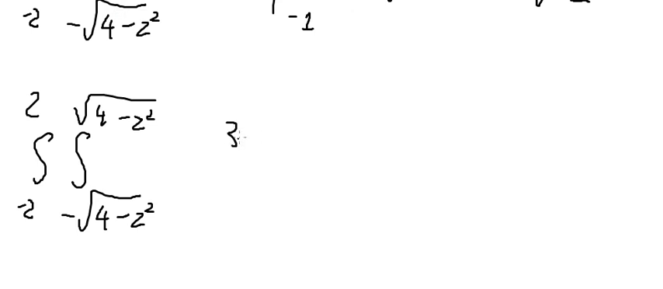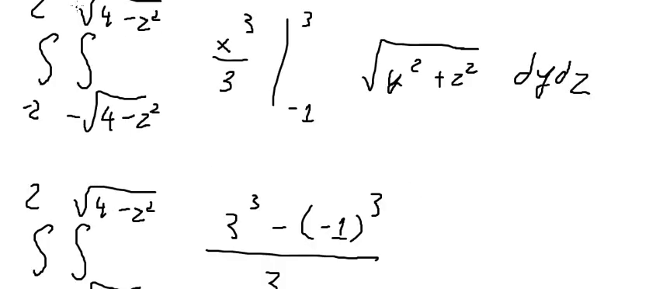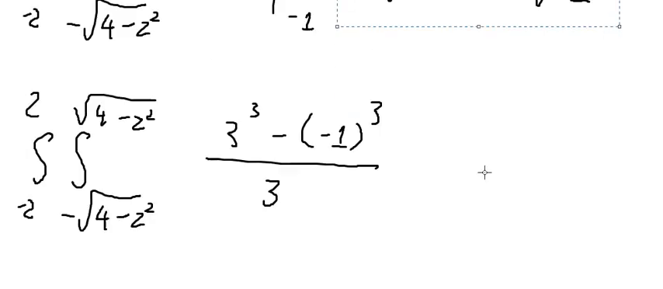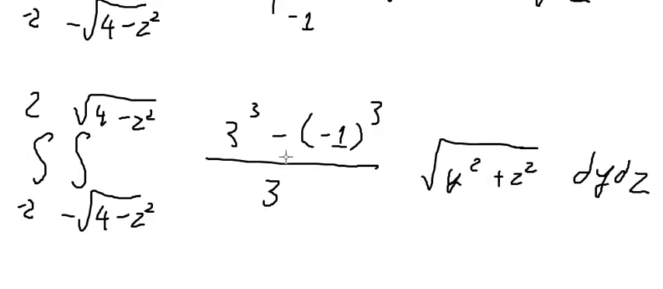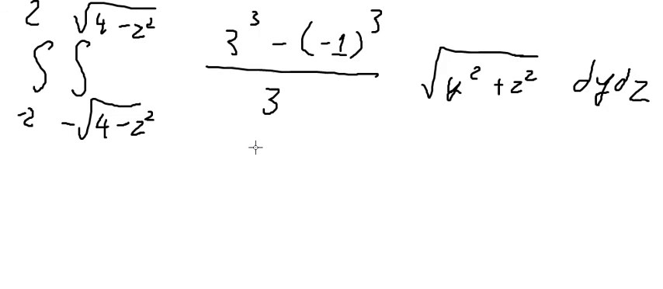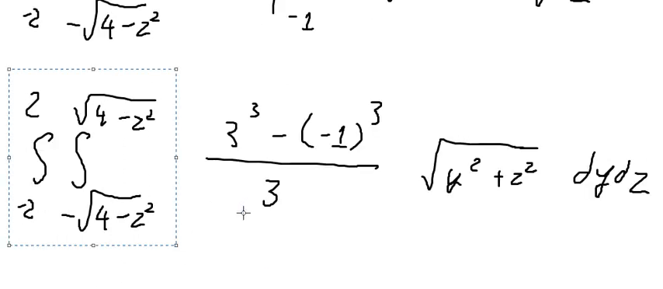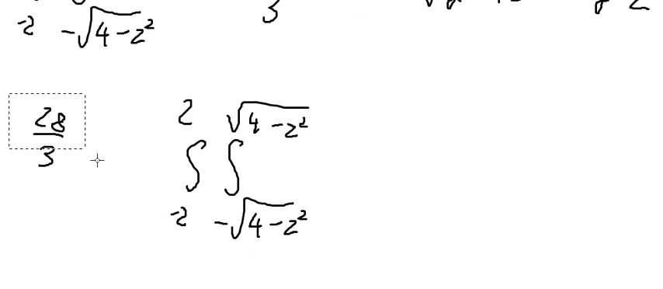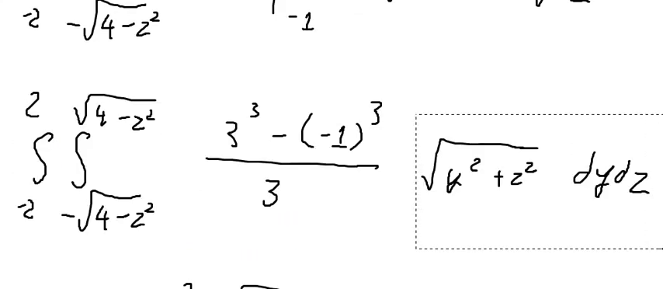That's 3 to the power of 3 minus negative number 1 to the power of 3, over 3. And we have this one in here. We calculate the value in here. And we get 28 over 3. So I will put number 28 over 3 outside the integration. Now we just have this one in here, and this one in here.